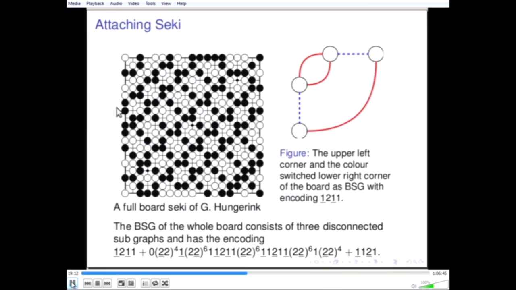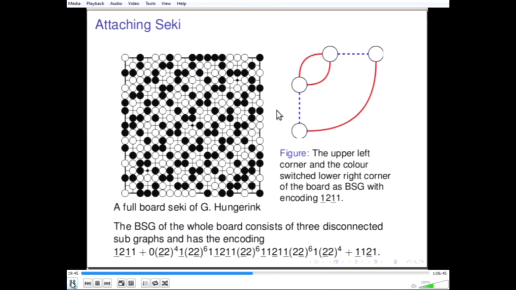Here are a few points how to complicate a Seki. Looking at this picture, it looks like a very difficult Seki, but actually it is composed out of three Seki. And we would see this if we would write down the graphs or if we look at this picture. The upper left corner is a Seki on its own. The lower left corner, lower right corner is a Seki on its own, and all of the middle is another Seki.